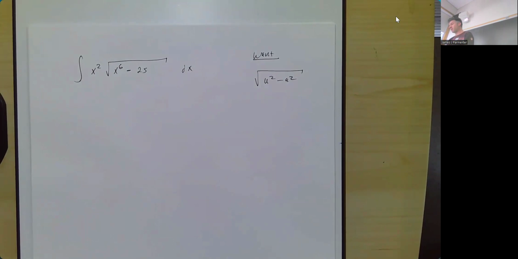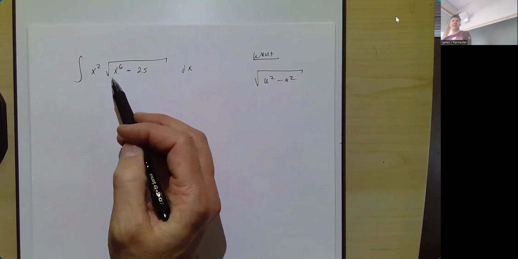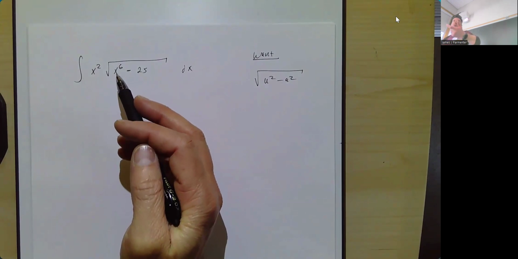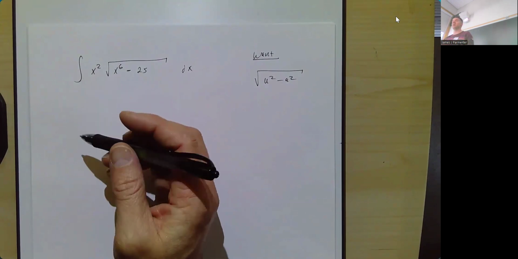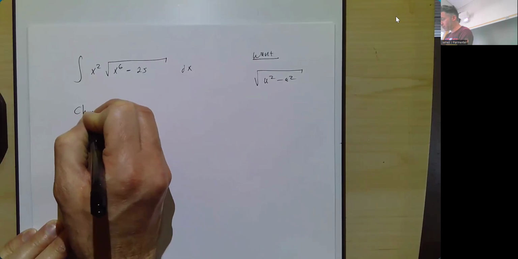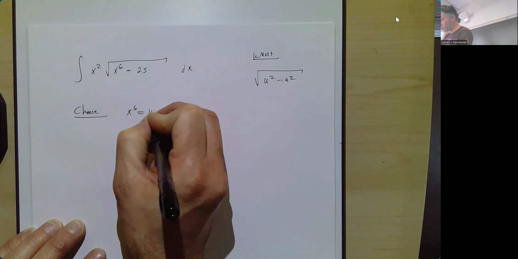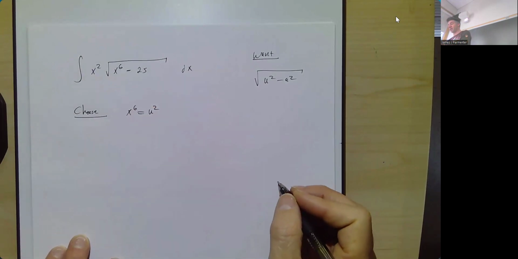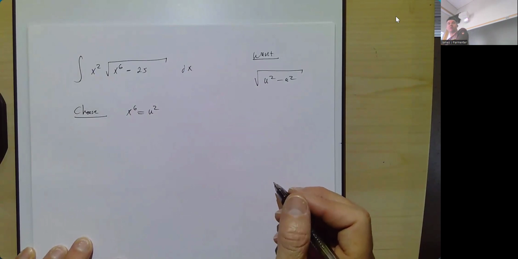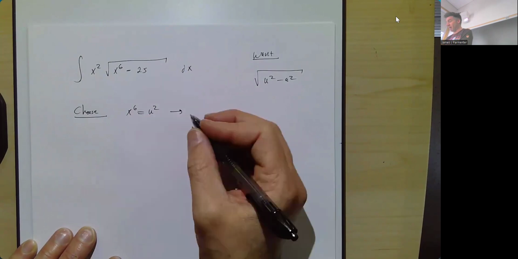To make that happen, I need to choose x to the sixth to be my u squared, which is going to inform how I'm going to make a u substitution. So I'm going to choose x to the sixth to be equal to u squared. And then I'm going to take the square root of both sides to find what my u sub should actually be. The square root of x to the sixth is going to be x to the third.